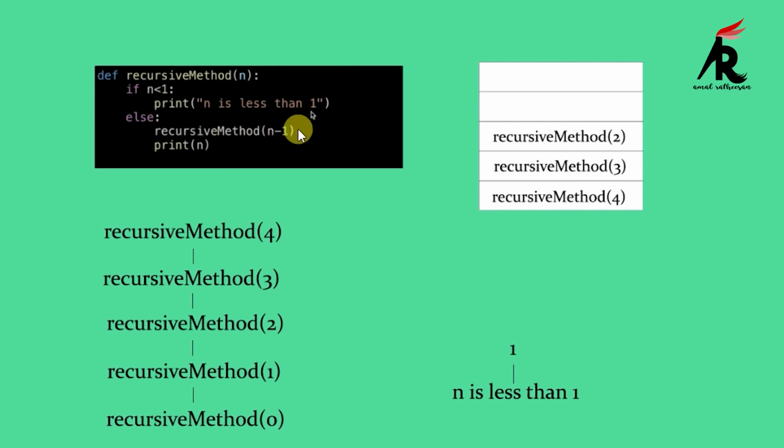So next is recursive method 2. We have already executed the statement recursive method 2 minus 1, so the next statement is print n, printing 2. Then pop this method. Then we go to recursive method 3. We have already executed the call recursive method 3 minus 1, so the next statement is print n, print 3. Then pop recursive method 3. Then finally recursive method 4, already executed, and we have print n, print 4. Then pop recursive method 4.